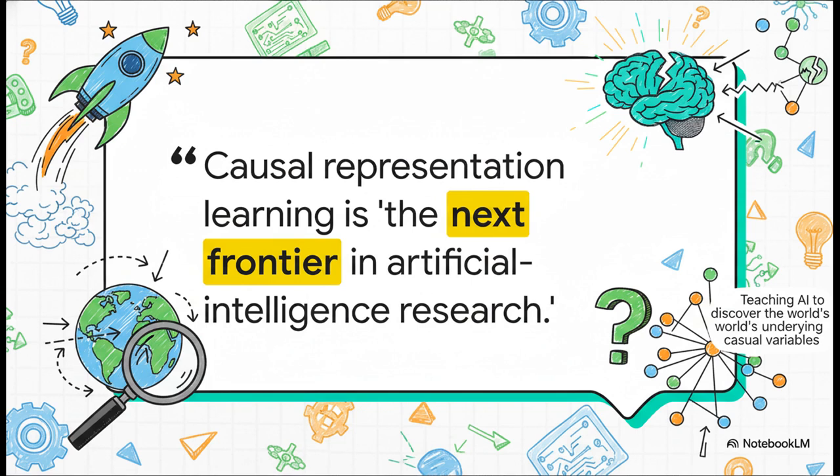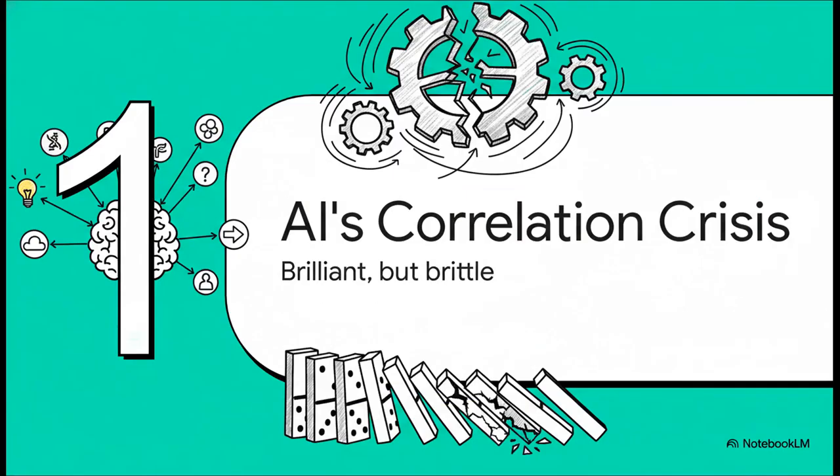But to get why this is the new frontier, we first have to talk about the huge roadblock that current AI has slammed right into. And that roadblock? Well, let's call it AI's correlation crisis. It's the real reason why these AI models that seem so brilliant can all of a sudden fail in the most spectacular and kind of baffling ways.